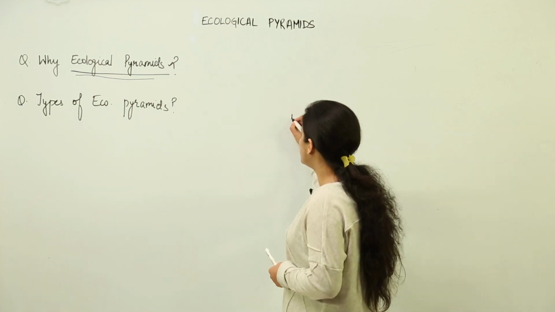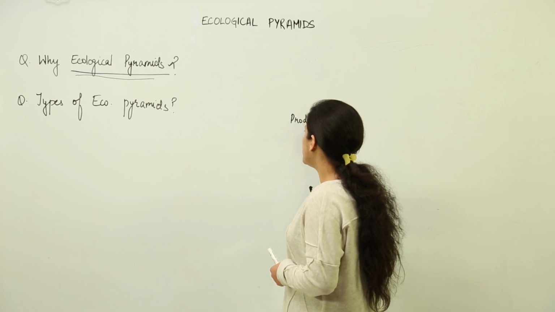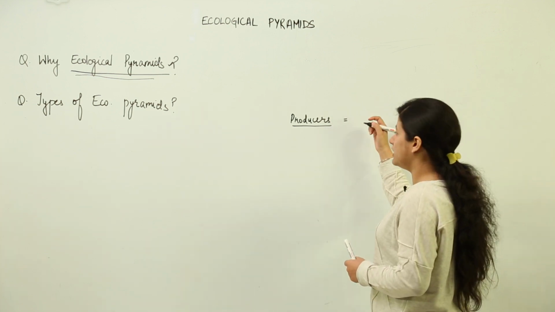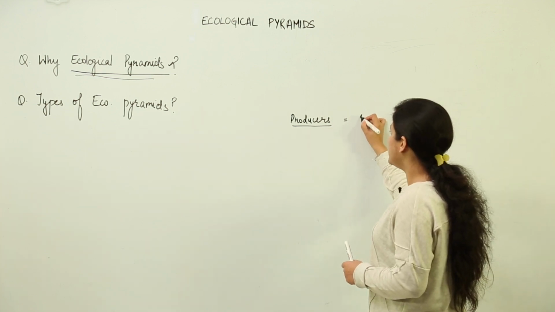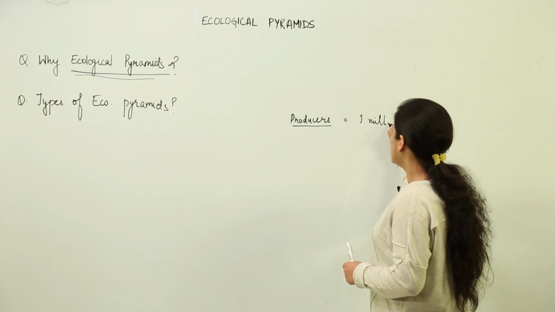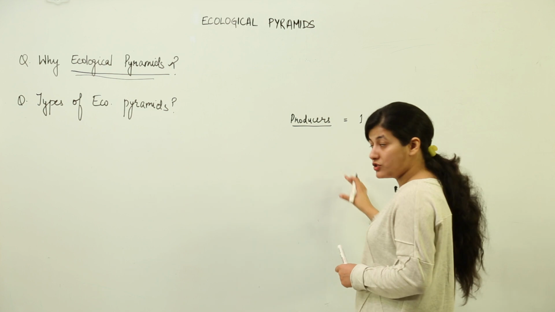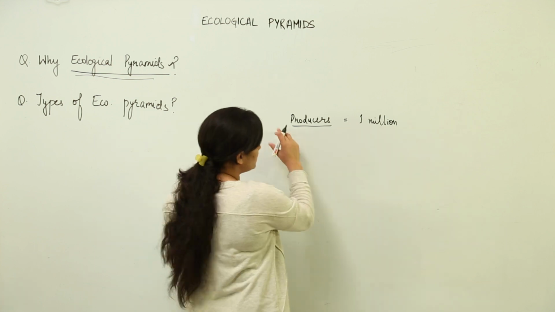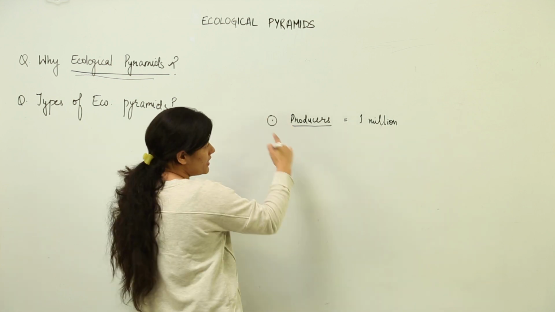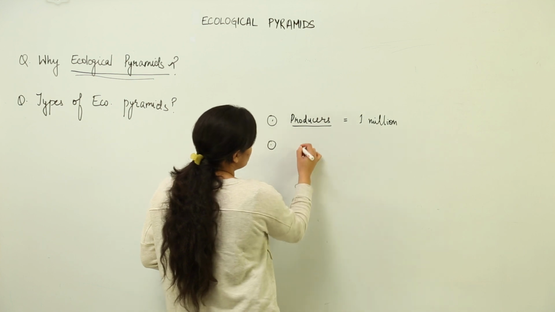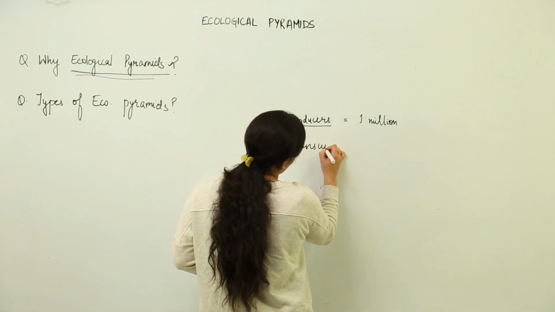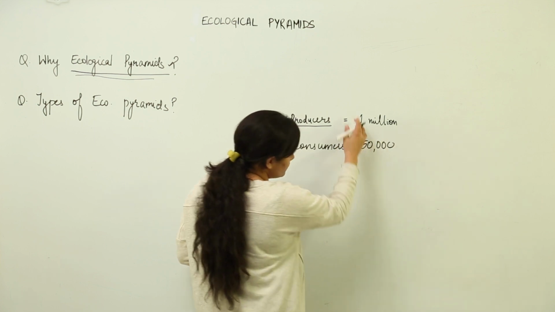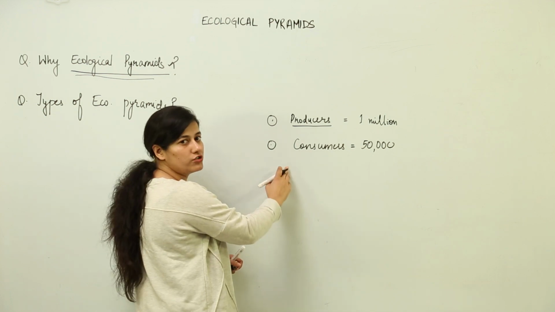Supposedly I am talking about producers. So in an ecosystem, producers occupy a trophic level, and there would be a standing crop. Again, I am taking numbers. If there are 1 million producers in a given ecosystem, where 1 million specifies that I am taking a large ecosystem, that would tell the standing crop of this trophic level of the producers. Now on these producers there would be consumers which would be dependent, and supposedly they happen to be 50,000.